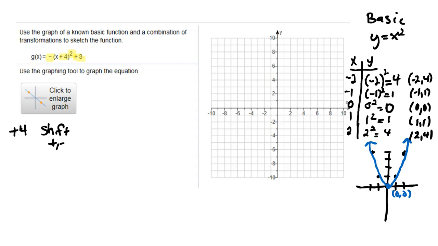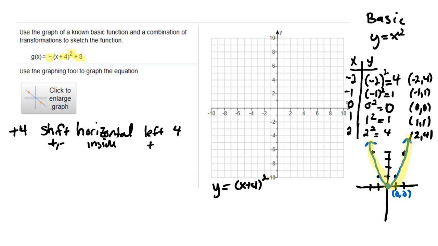Now that +4 is on the inside of the square, so that's going to make it a horizontal shift. Horizontal means left or right. So I know that that is a horizontal shift because that +4 is on the inside. And then, because it is a plus, I know that shift is going to go to the left 4 units. So the graph y equals (x plus 4) squared will take this graph over here and shift every point to the left 4. So that would give me 1, 2, 3, 4 to the left for the parabola, and instead of that vertex being at 0, 0, that vertex is now at -4, 0.